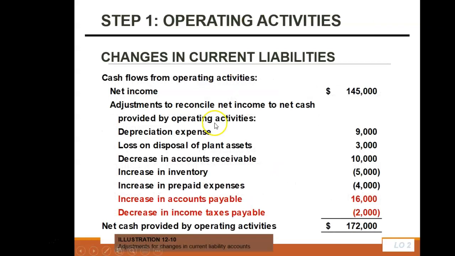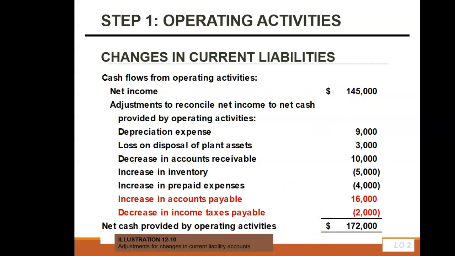All right, so for our illustration, we had an increase in accounts payable. We're going to add the increase to our accrual-based net income to determine our cash-based net income. We had a decrease in income tax payable. Subtract the decrease in income tax payable from your accrual-based net income to get to your cash-based net income.